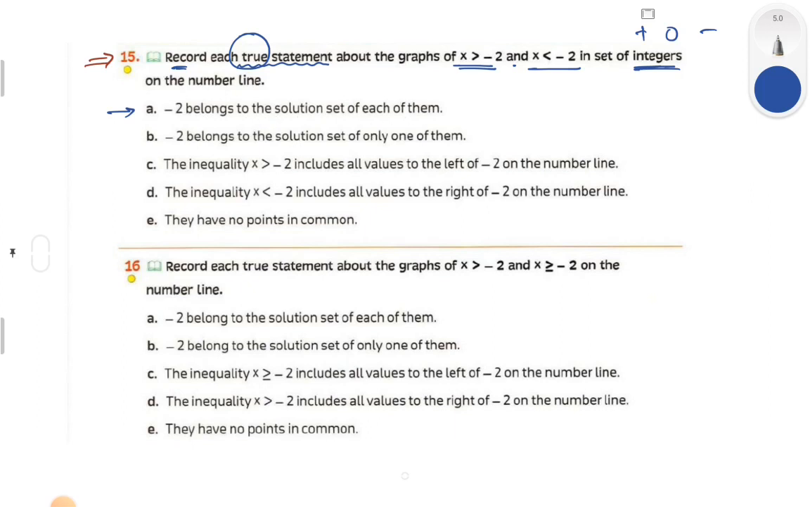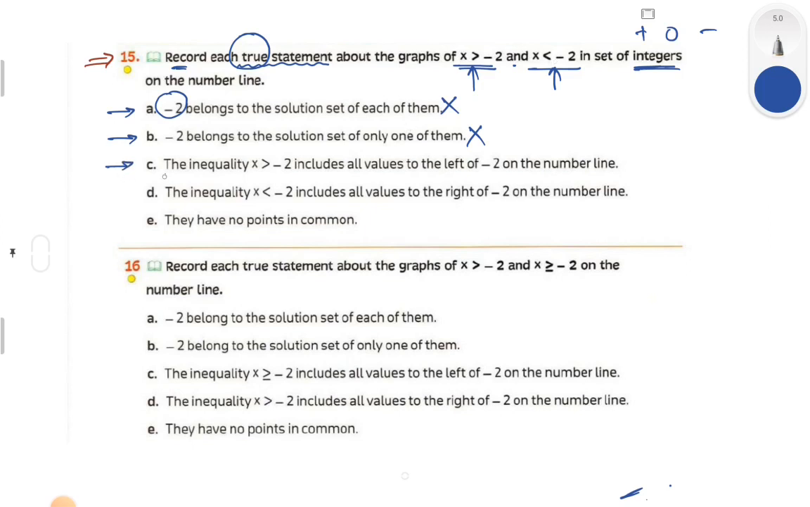Note with me, does negative 2 belong to the solution of these two inequalities? Of course not. Why? Because I have no equal here, I have no equal here. It may be greater than negative 2 or less than negative 2. In these two cases, negative 2 does not belong, so it's false. B: negative 2 belongs to the solution set of only one. No, not one. Not here, not here.